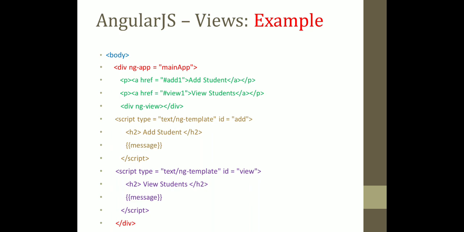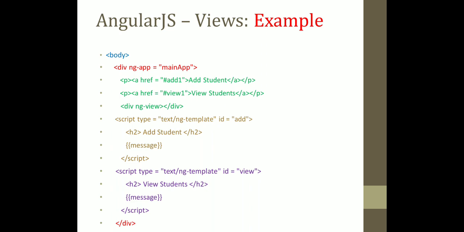So with this ng-view we have included the directive ng-view and simply ended it. Second, we have created a script with type equal to text/ng-template, and the id used here is add. Then here we have used an h2 heading for the add student message, and the message is given with the expression, and there is the end of the script.